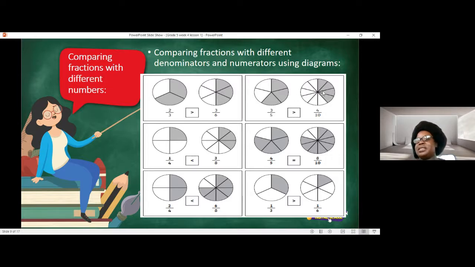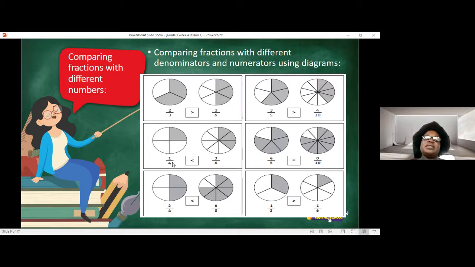But which circle has a bigger part that is shaded? We cannot say it is this one because it is divided into 10 so it is the bigger one. No, we check which one has the bigger part that is shaded. So 3/5 is the biggest one. And then let's do the last one, and these ones you guys can look at by yourselves.